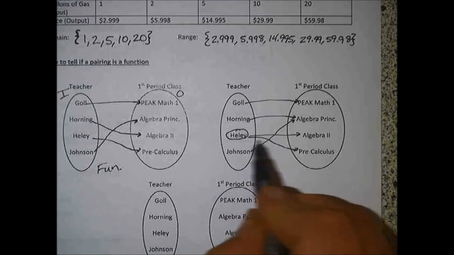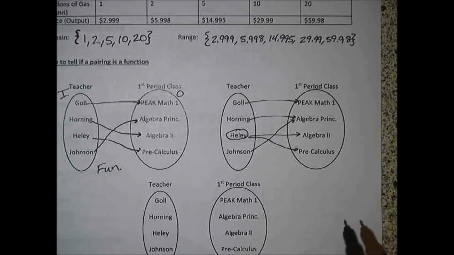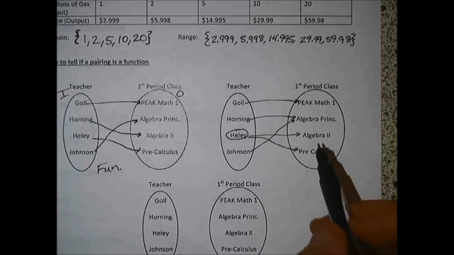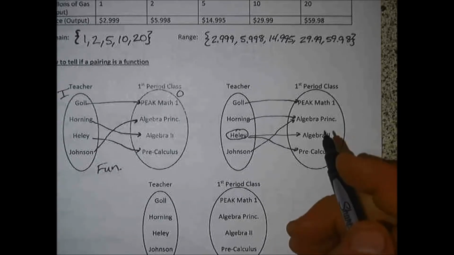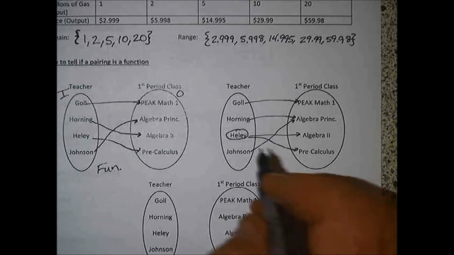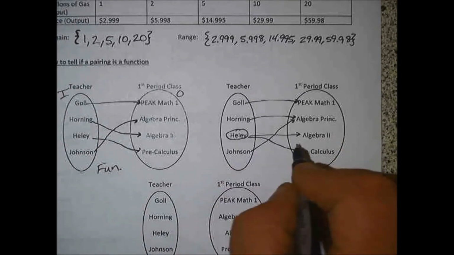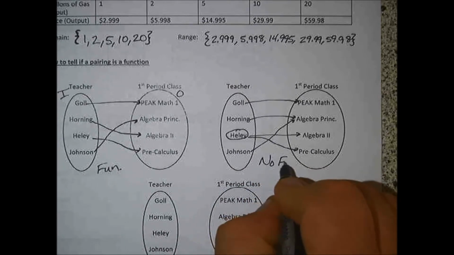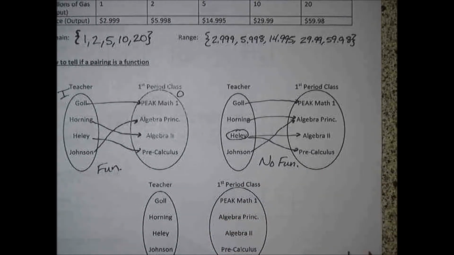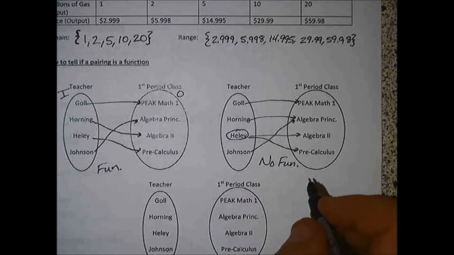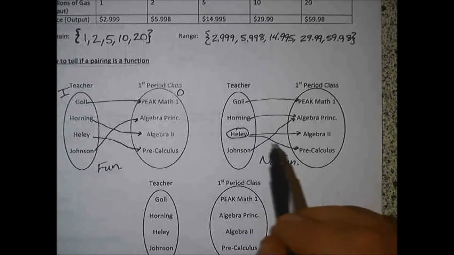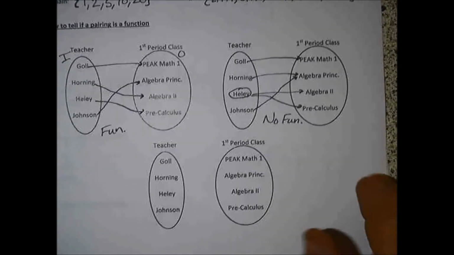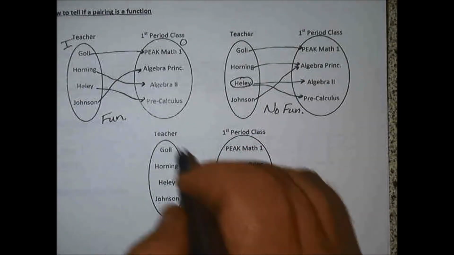For one teacher to teach 2 different classes in the same period is just ridiculous. Unless you're doing those advanced classes, maybe she was teaching pre-calculus and she had 5 calculus kids in there doing something smart while she was teaching the pre-calculus kids. I don't know. But for our case, this is not a function. This is no fun. No fun for Mrs. Healy trying to teach 2 classes at once. So that's a big key there, is that one input goes to 2 different outputs. That means it's not a function. No fun.